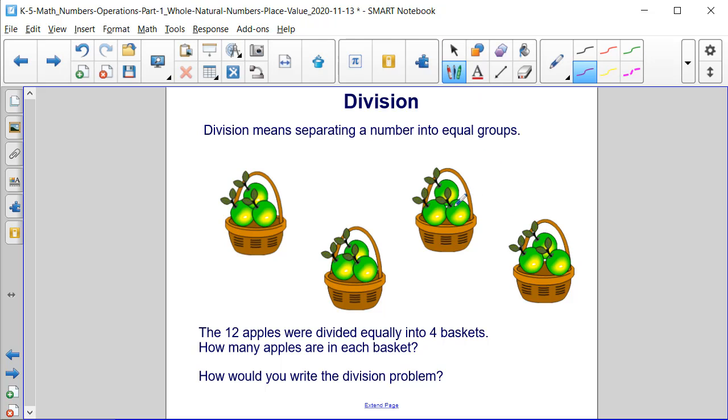Well, if we examine and count in each basket, we can see that there are 3 of them. How would we write this as a division problem? Well, there are 12 apples altogether, and they are being divided into 4 equal groups, and the total number of apples in each group is 3. So that's how we would write this as a division problem.